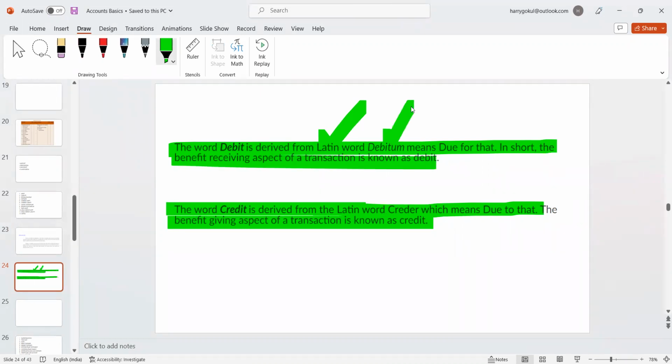Okay, debit means debitum. The short form of debit comes from the word debitum, which became debit to us. It means due for that, or the benefit receiving aspect of a transaction is known as debit. What is meant by credit? It's a Latin word, creder, which means due to that.